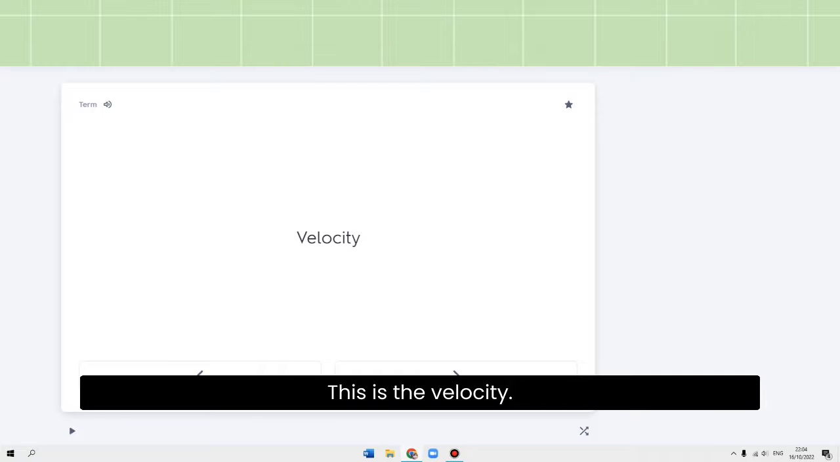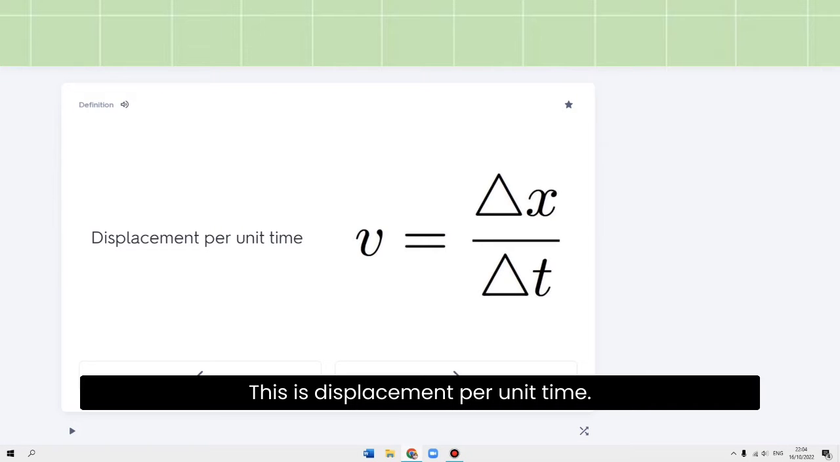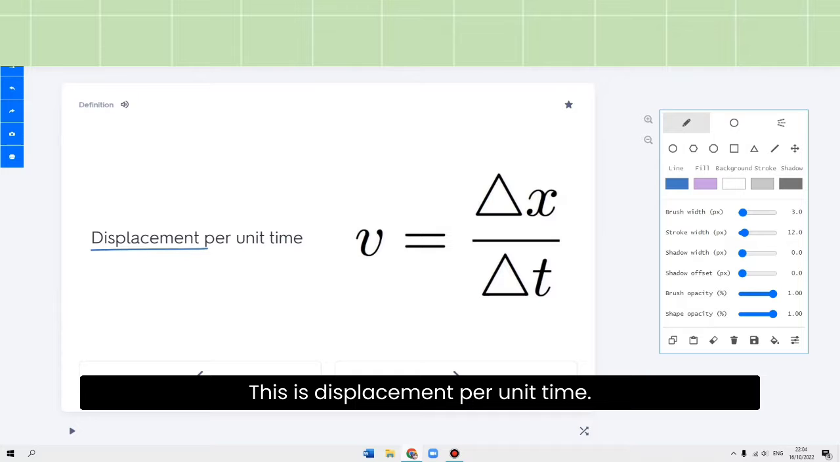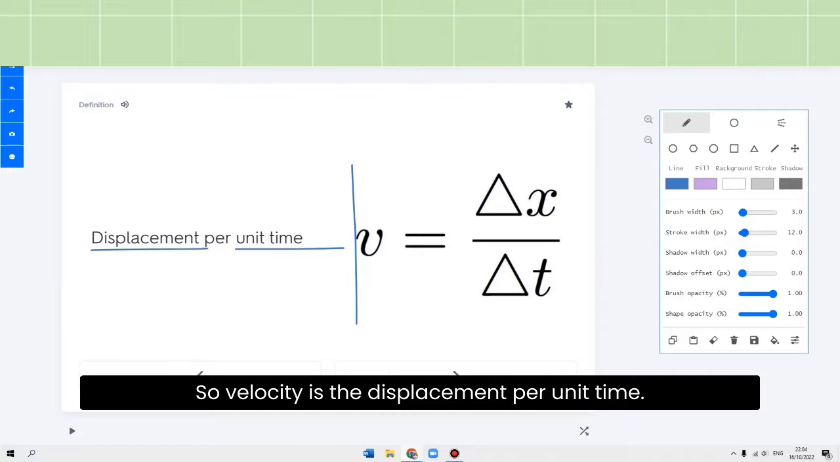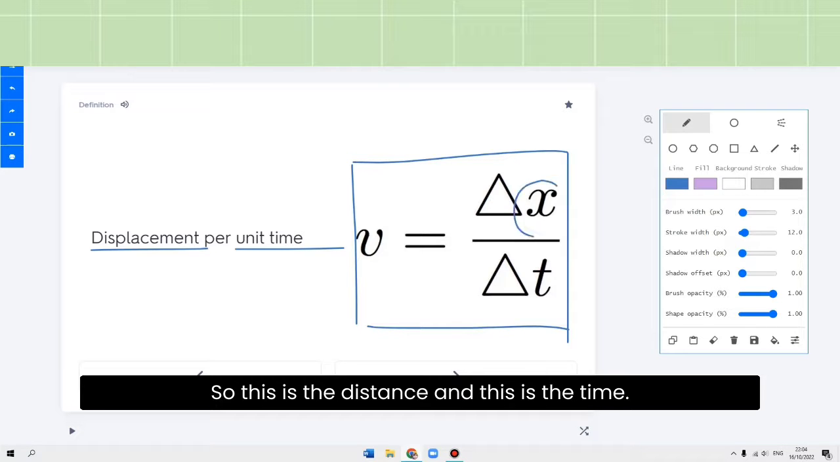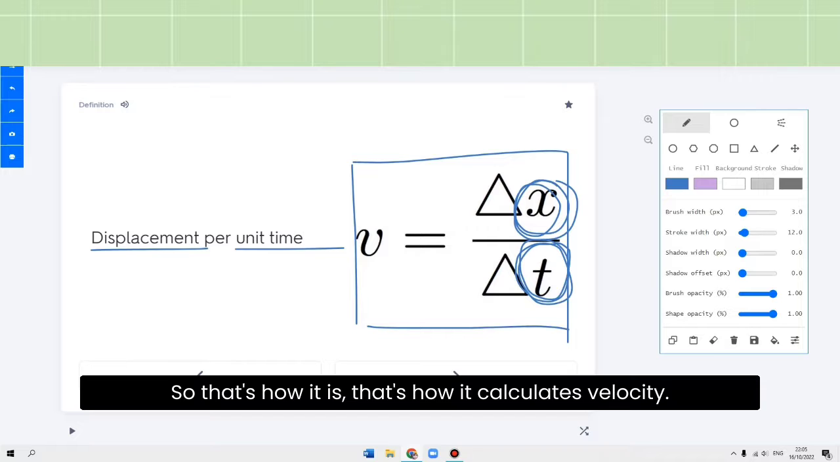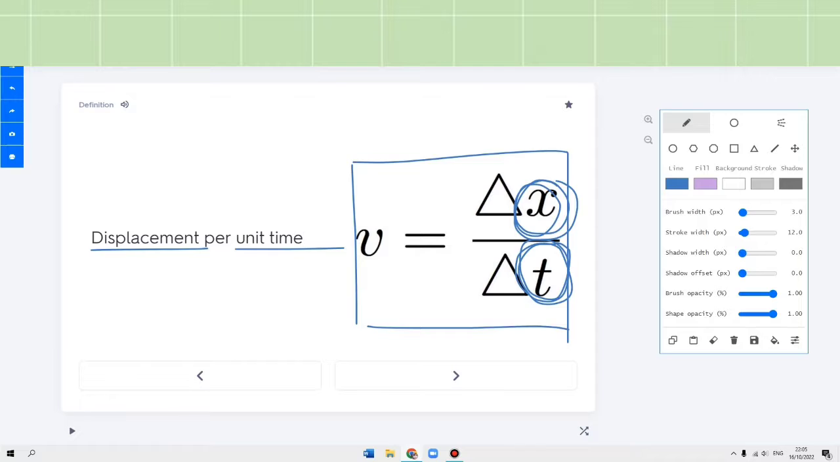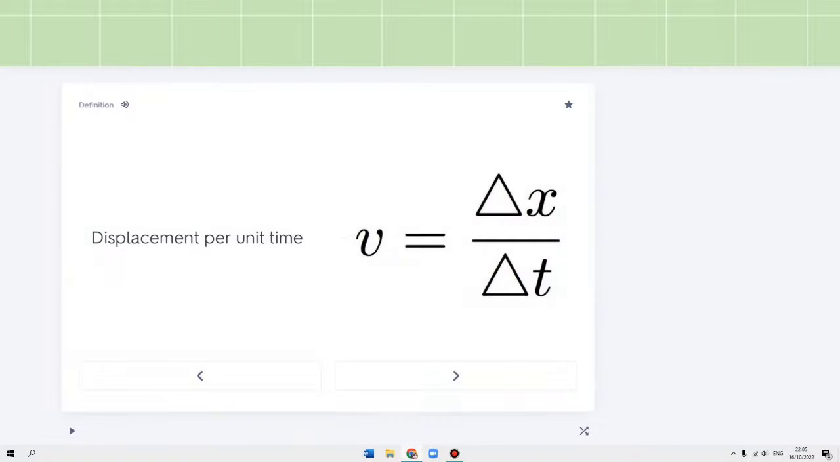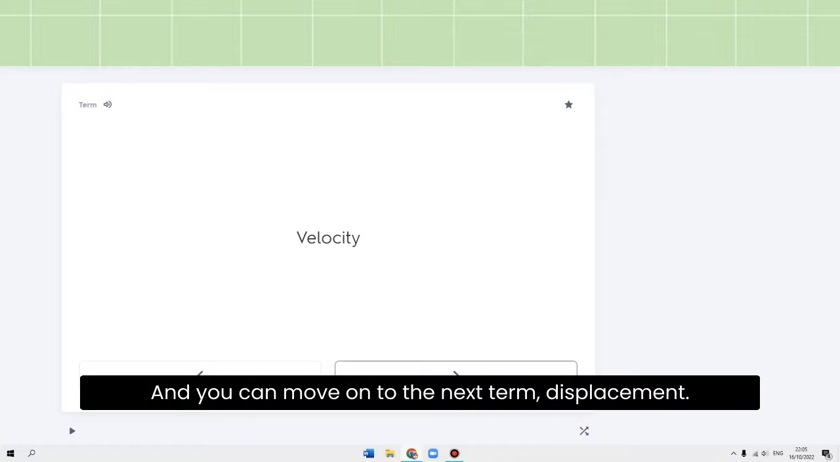This is velocity. What is velocity actually? You can click, and this is it: velocity is displacement per unit time. This is the distance and this is the time. That's how you calculate velocity. And you can move on to the next term.